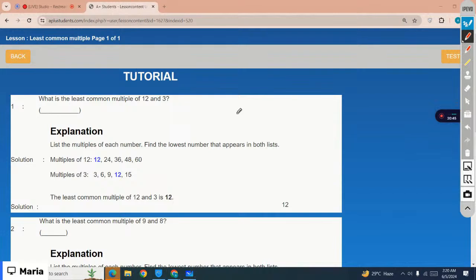So you have to multiply the other numbers with 12. Like 12 times 1 is 12, 12 times 2 is 24, 12 times 3 is 36. These are the multiples of 12. You are multiplying 12 with the other numbers. So these are the multiples of 12, right?